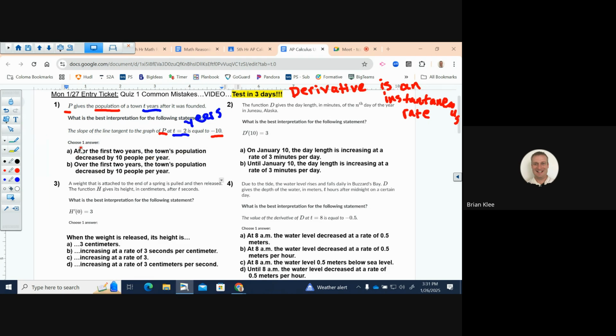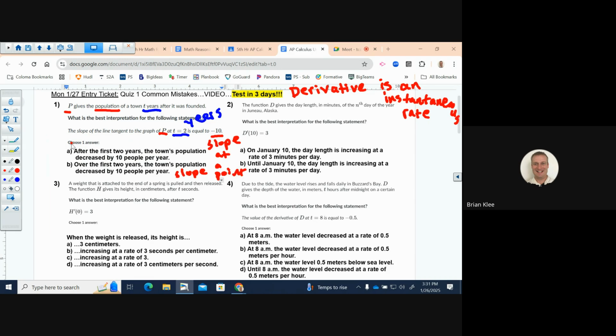So it's that subtle difference between the word after and over. If we talk about after the first 2 years, the town's population decreased by 10 people per year, that's implying that's happening currently. Whereas if we say over the first 2 years, the town's population decreased by 10 people per year, that's talking about a slope over 2 years, whereas this is slope at a point.